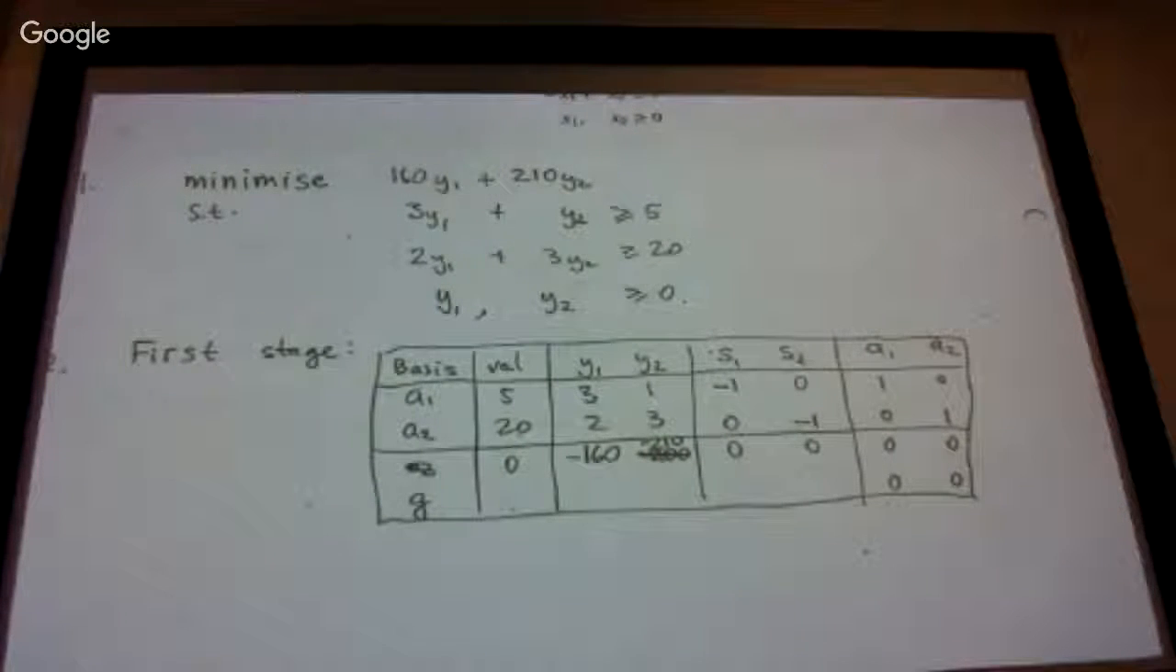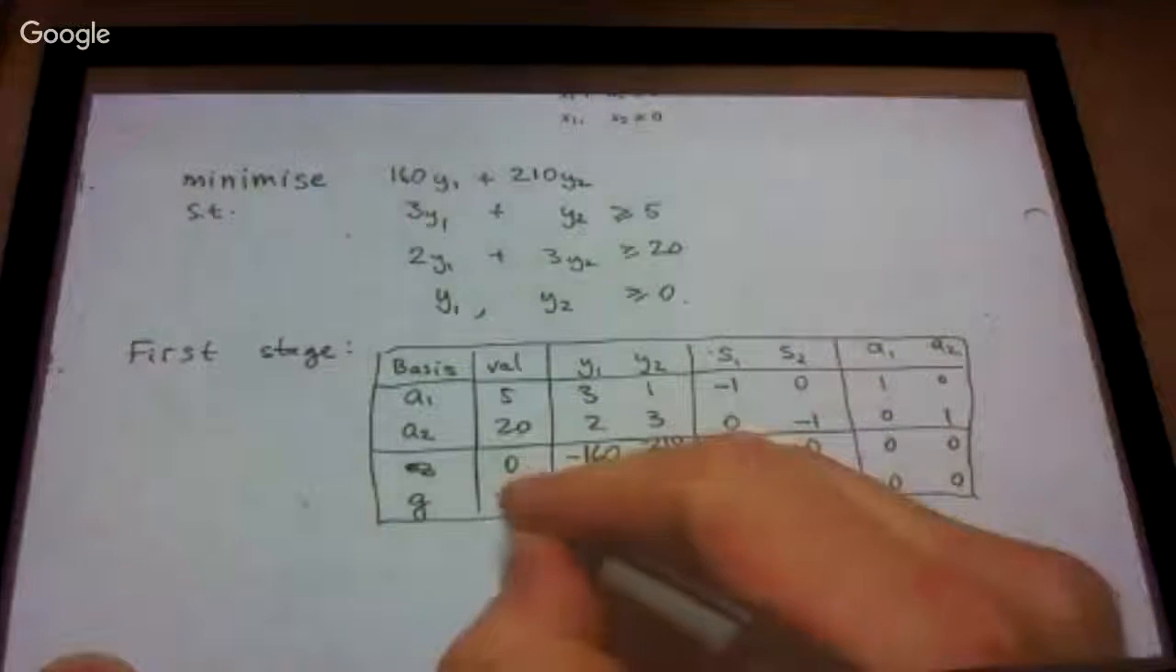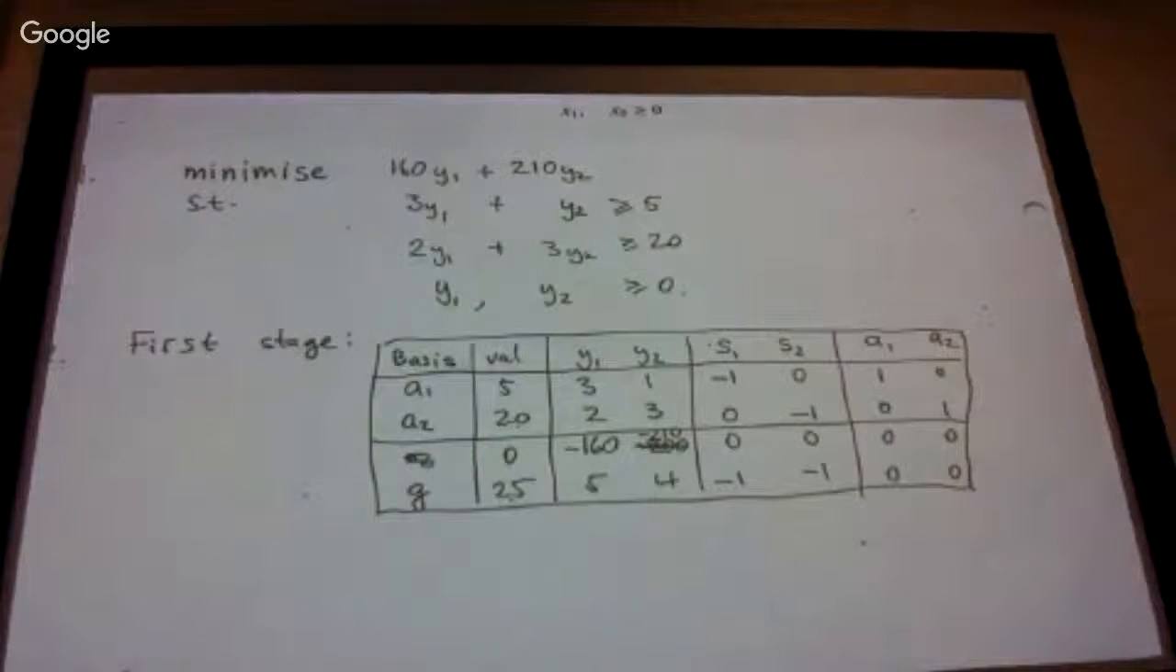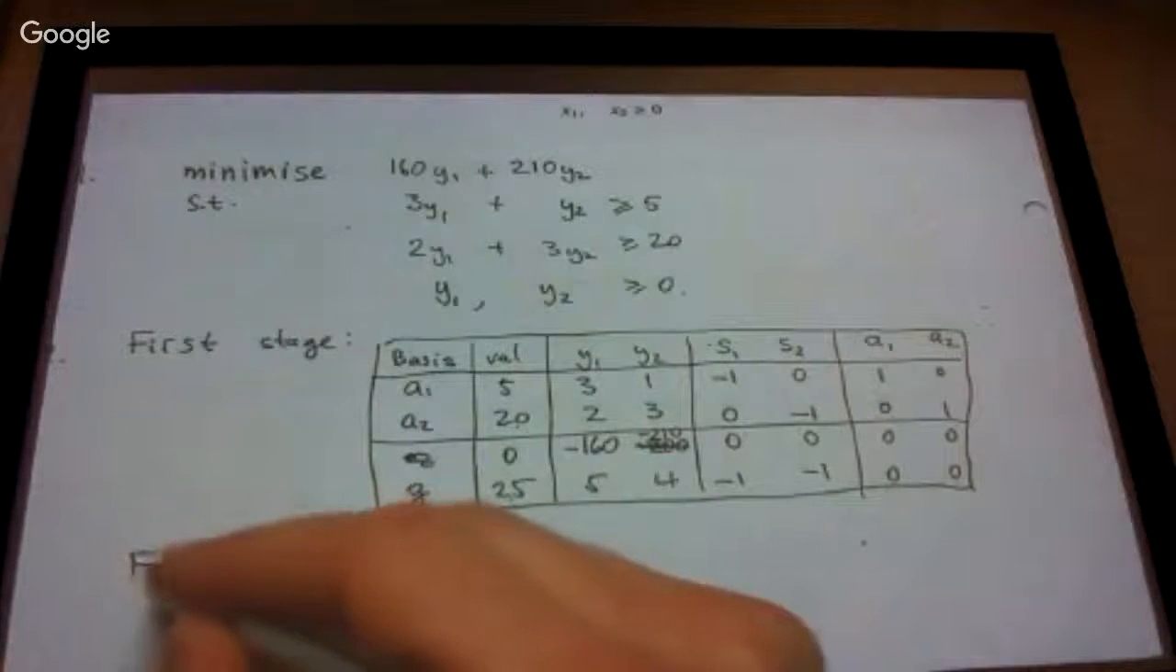If you don't remember, you should have revisited it, but in the G row, we get the sum of the rows with artificial variables, except zeros in the A1 and A2 columns. So when I add them together, I get 25, 5, 4, minus 1, minus 1. And then there is some pivoting, which I don't want to do all of it. I'll just give you the final tableau.